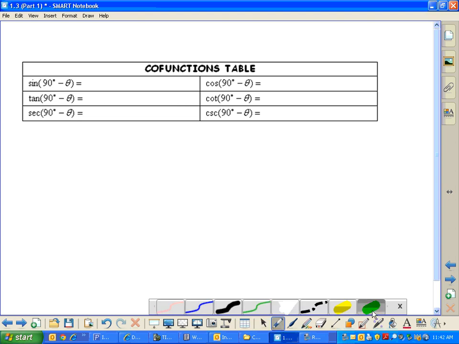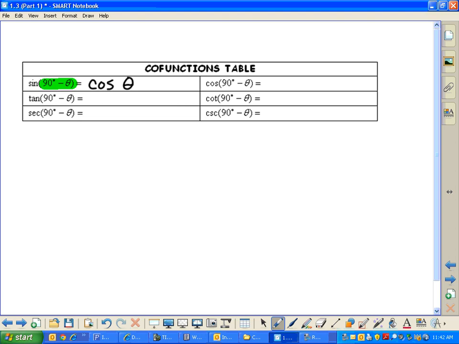See this 90 minus theta business? When they talk about 90 minus theta, what that means is the complement of theta. That's what that means. I'll show you what I mean in just a second. So what they're saying here is that the sine of 90 minus theta is actually the exact same thing as the cosine of theta. So notice I have cofunctions here, sine and cosine.